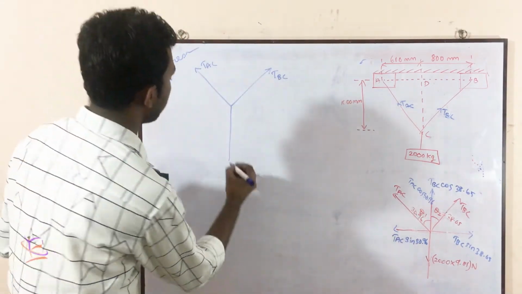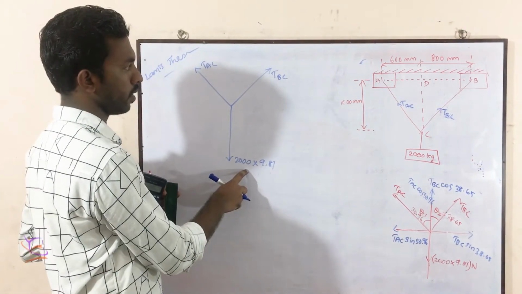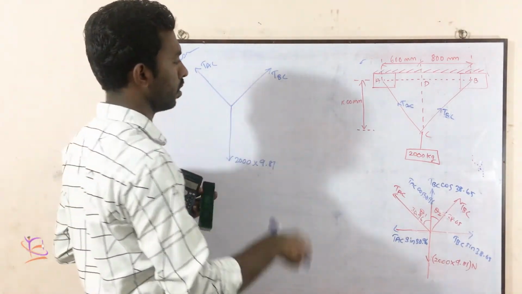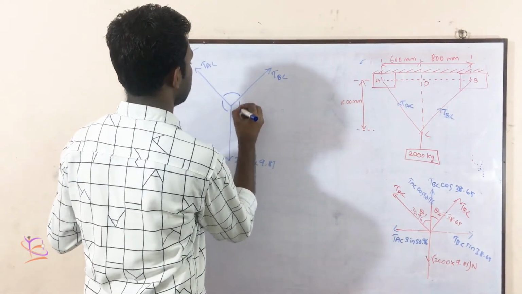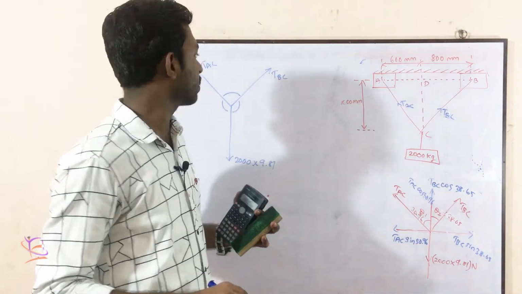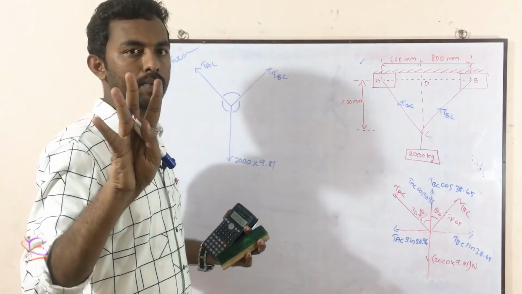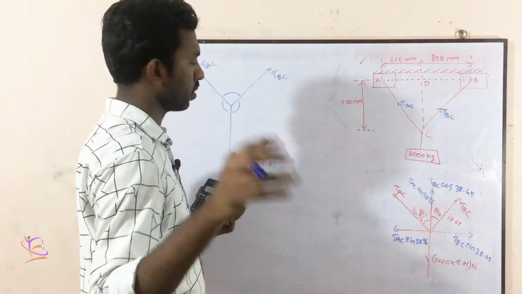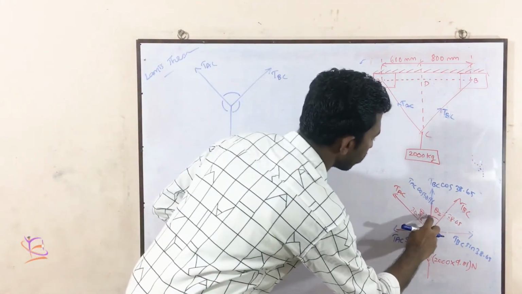Here 2000 into 9.81. So force is there, force is there, force is there. Two things you have to calculate. This is unknown value. So what is this angle? These three angles are basically necessary for using Lami's theorem. Because two unknowns are there, we should know the remaining values. So what is the angle between these two? Theta 1 plus theta 2.